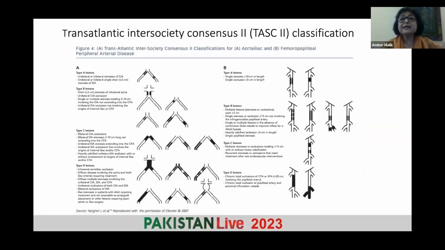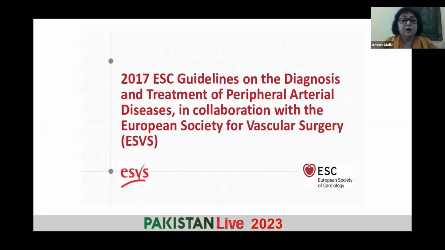This is the TASC classification also, but this is more now, and it just gives you the anatomical severity of lesions and their placements. However, nowadays they are not looking at this classification a lot, and the ESC seems to have gotten rid of it almost.